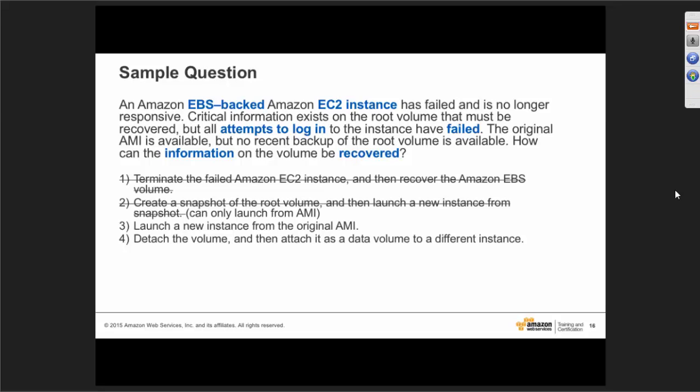3, launch a new instance from the original AMI. When you do that, you get the original AMI. You don't get the volume that you want to recover. So really, the right answer is 4, which we talked about earlier. You would create a new instance and then detach the volume as root from the old instance and attach it as a second volume, a data volume, on the new instance, and you can inspect the volume and hopefully recover your data.